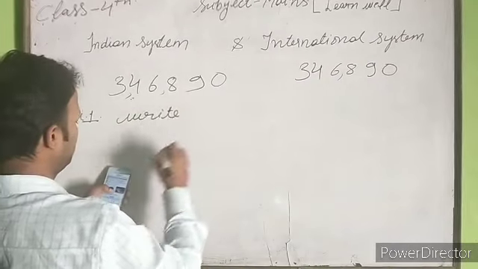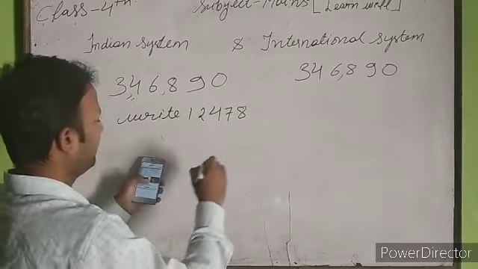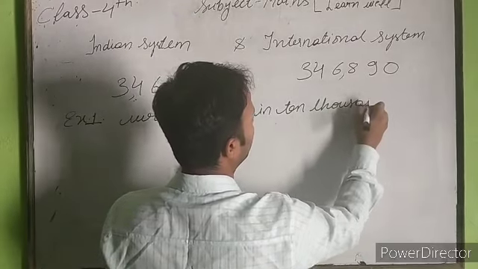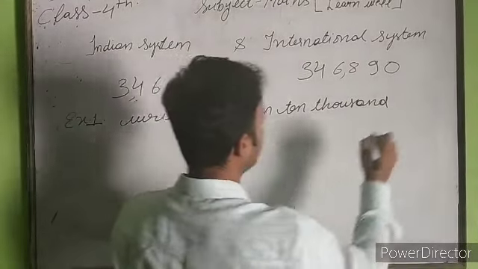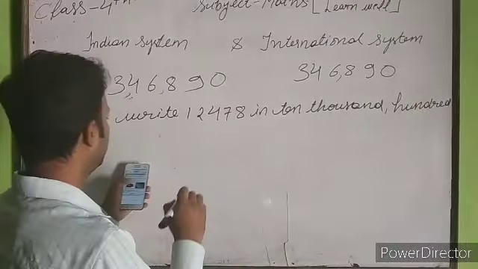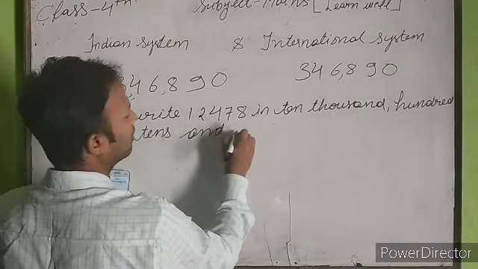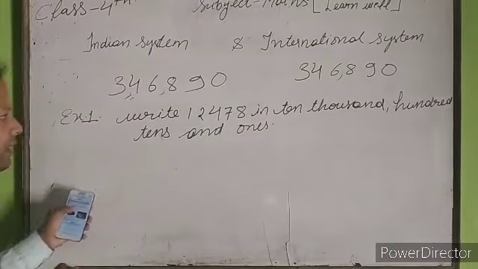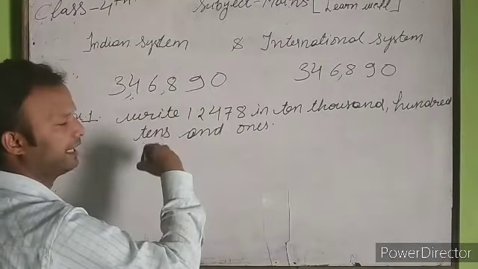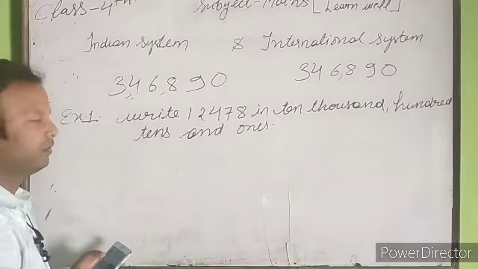Write 12,478 in 10,000s, 100s, tens and ones. So they are saying that you have to write this number in 10,000s, that is, how many 10,000s are there, how many hundreds are there, how many tens are there and how many ones are there.